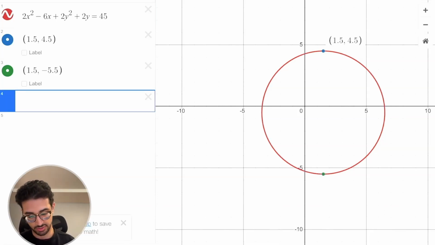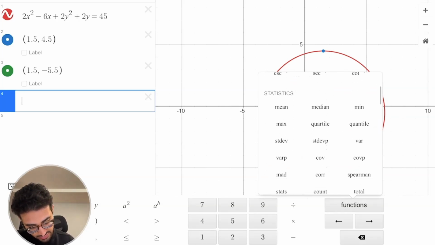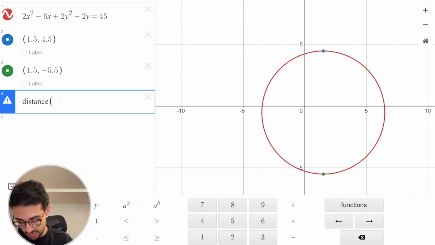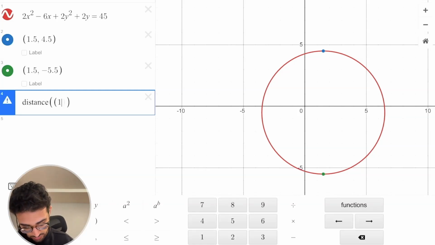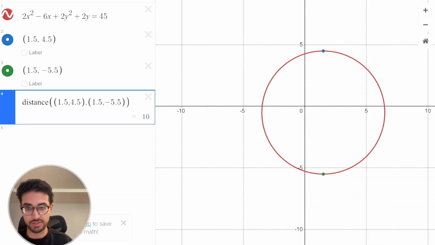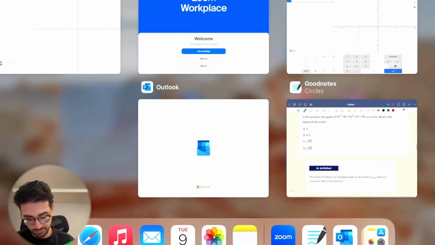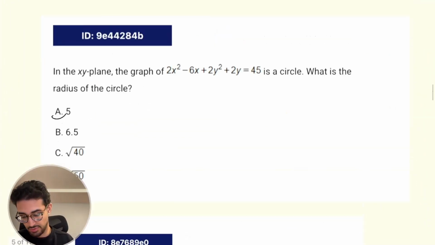But that being said, we can click on the top and the bottom, and we save them right here, tapping the gray icon next to them. And then we actually have a distance function somewhere here. There we go. And then we can use those there. So that's our first one. That's 1.5, 4.5, and then comma for the second point, because we want to find the distance between them. We can say 1.5, comma, negative 5.5, which is that there. And then we can see already that our distance there is 10, which would make our radius 5. So our answer is 5 here.